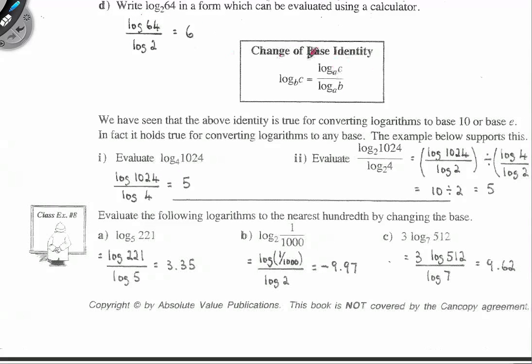Now here's an equation, basically the change of base identity. In other words, if you've got log c base b, you can write this as log c divided by log b, and you can make the base any number you want. Okay. Now, with restrictions on what the base number normally is.